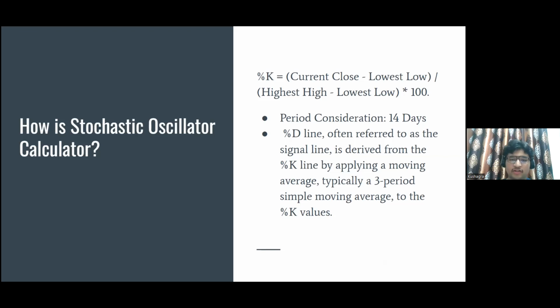And then we calculate the percentage D line, for which we use a simple moving average. The simple moving average is the sum of values over a particular time period divided by the total number of points, and that time period is basically taken as a 3-period simple moving average. Using that simple moving average, we calculate the percentage D line. As you already know, the simple moving average has a smoothing effect in various statistical analyses, and that's why we are calculating this percentage D line.